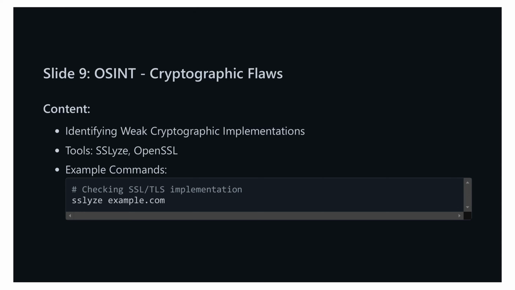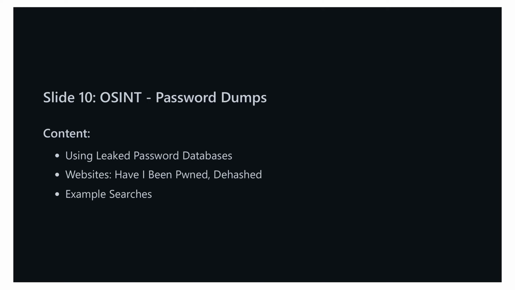We'll discuss websites like Have I Been Pwned and Dehashed, along with example searches. In the previous slide, we explored cryptographic flaws and how to identify weak cryptographic implementations using tools like SSLyze and OpenSSL. We covered example commands to check SSL/TLS implementations to assess the security of cryptographic protocols.